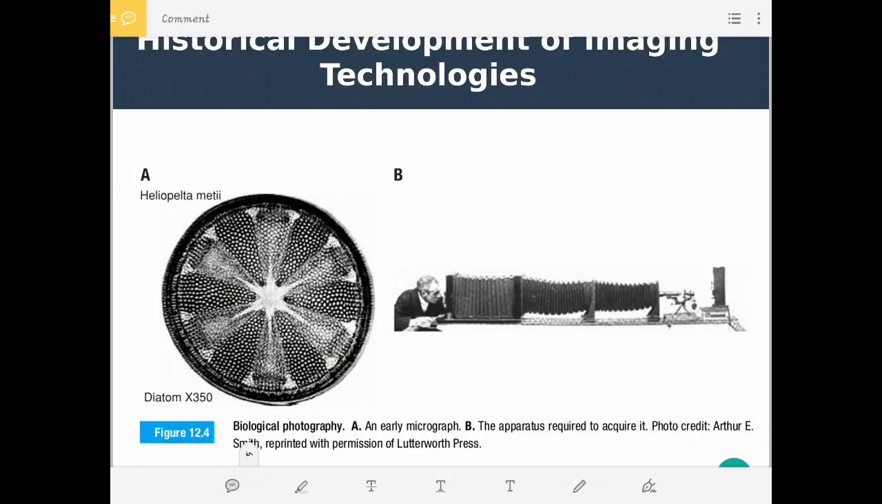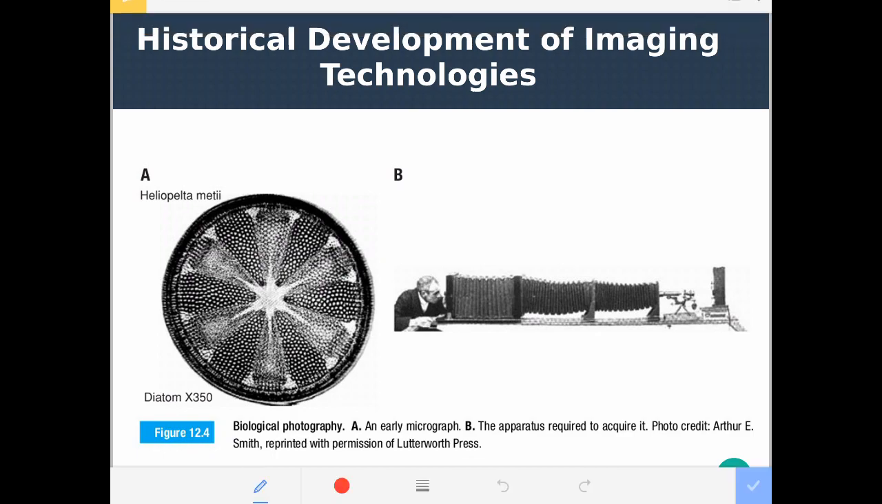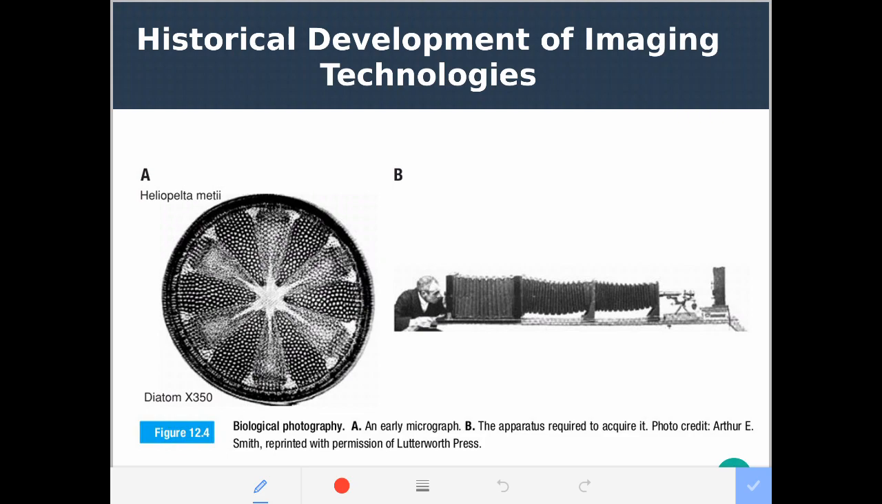Now, because of photography technology, bioimaging can also be applied. So imaging biological systems through photographs is also applied here. This is an early micrograph. A micrograph is basically a picture taken when you view through the microscope. For example, here is a microscope. This is how it's done.